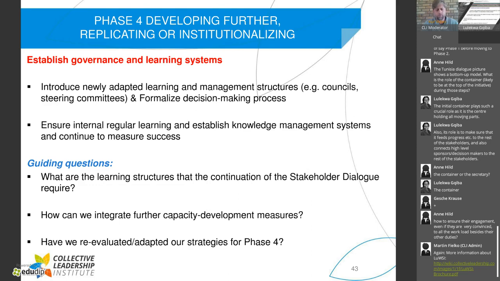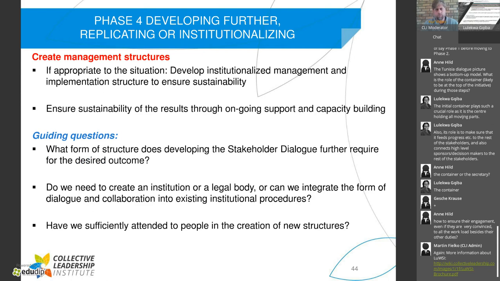And lastly, on phase four, creating management structures as well. If it works for you, have that container. If you want to call it a committee, have that committee. If you want to call it a task team, have that task team. But be clear in terms of the roles that structure will be playing and who that structure will be answering to, etc. So have those conversations and also look at the sustainability of your project.